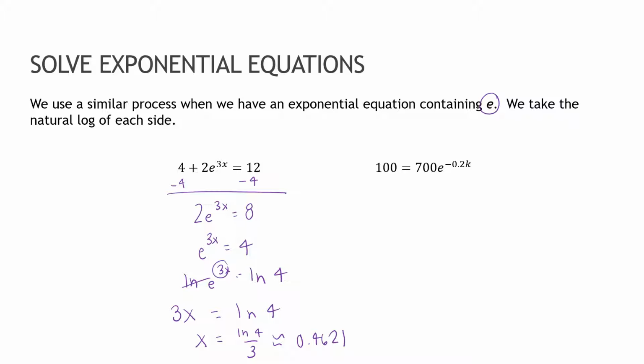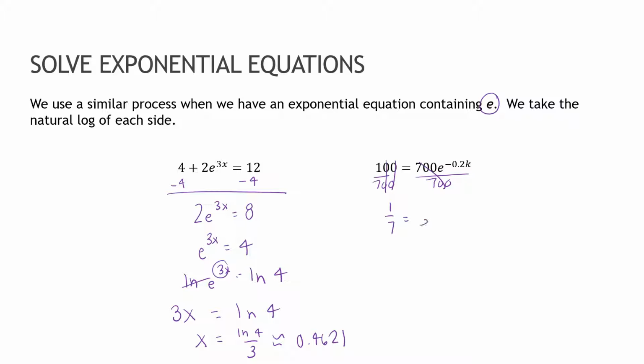Same thing for my second one. Remember, I want e to the negative 0.2k by itself, so I would take each side divided by 700. Now, ideally, I would get a nice whole number, but I don't, and so instead of taking 100 divided by 700 and writing down some crazy decimal that keeps going, I'm going to keep it as an exact answer, which is reduced to just 1/7.